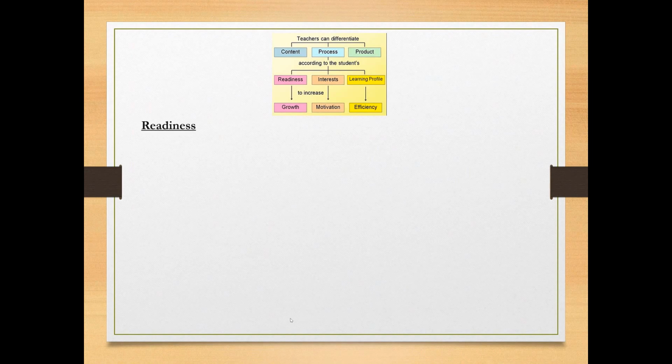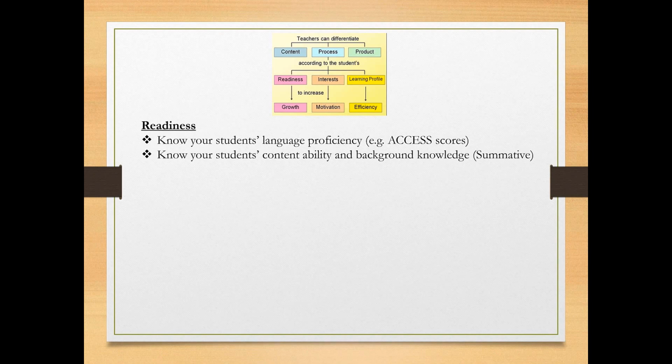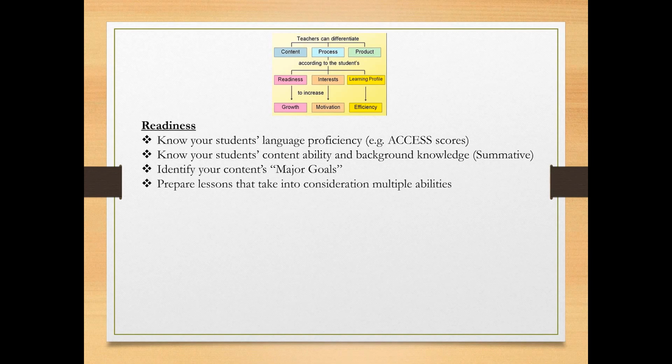Okay, let's focus in on readiness. Here, if we're talking about English language learners, you want to know your students' language proficiency, for example, their ACCESS scores. You want to know your students' content ability and background knowledge. This can be done through summative or formative assessments. You want to identify your content's major goals, and you want to prepare lessons that take into consideration multiple abilities.